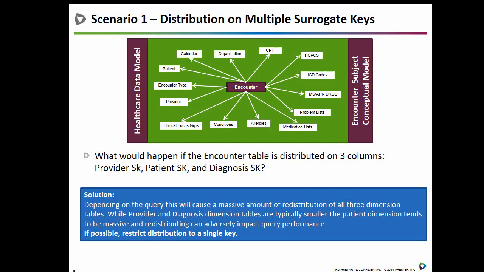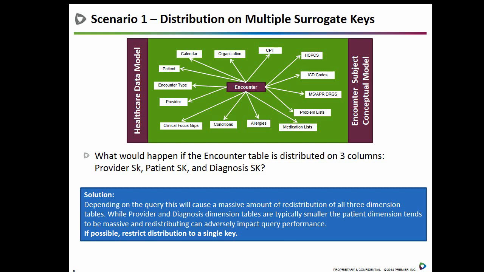What would happen if we have this model and we take the encounter table and distribute it on 3 columns? We distribute it on provider SK, patient SK, and diagnosis SK, thinking that, because I habitually join my encounter table to these 3 dimension tables, patient dimension, diagnosis dimension, and provider dimension, let's distribute it on that. If you pursue that kind of thinking, you will actually hash value based on 3 columns, and you will distribute your encounter table based on these 3 columns combined.